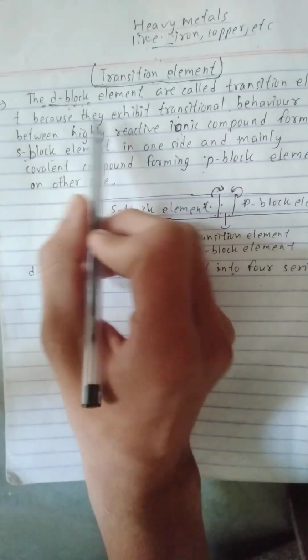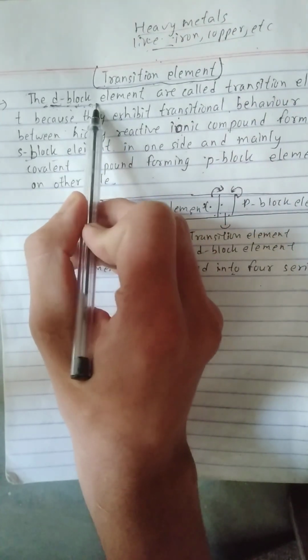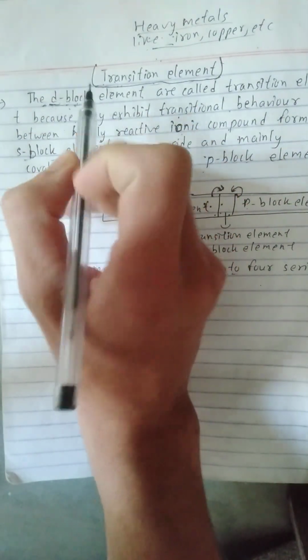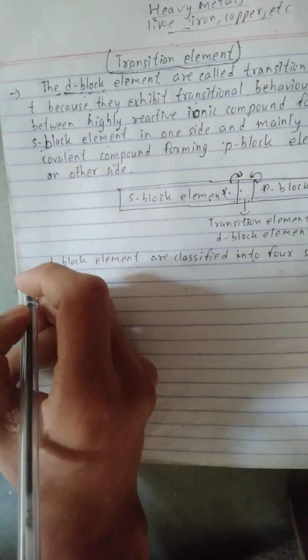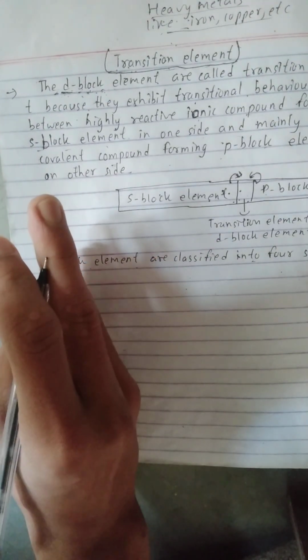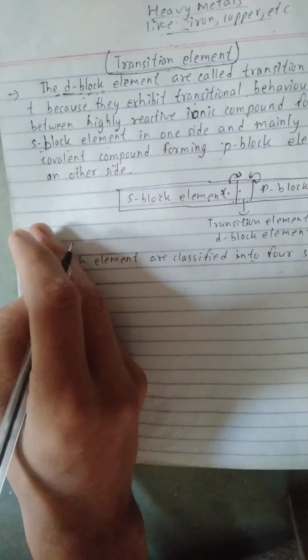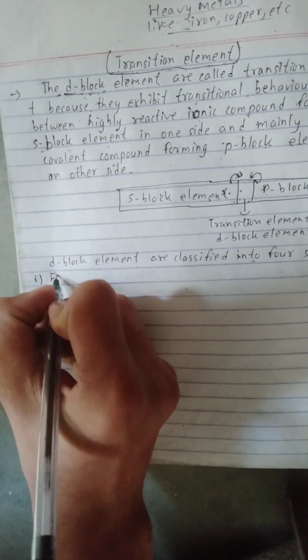The transition elements are also classified there as D block elements, and the transition elements or D block elements are further classified into 4 groups. We know them as the first transition series, second transition series, third transition series, and fourth transition series. First, the first transition series.